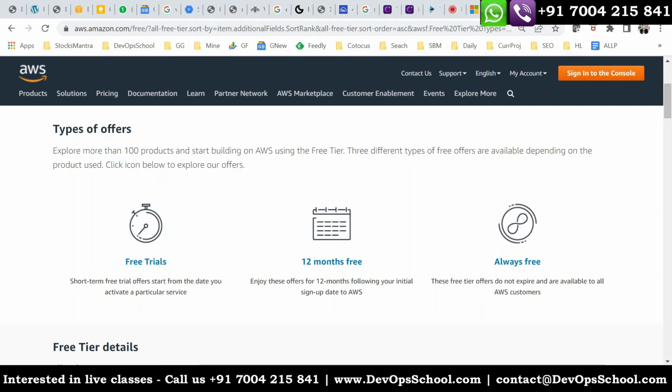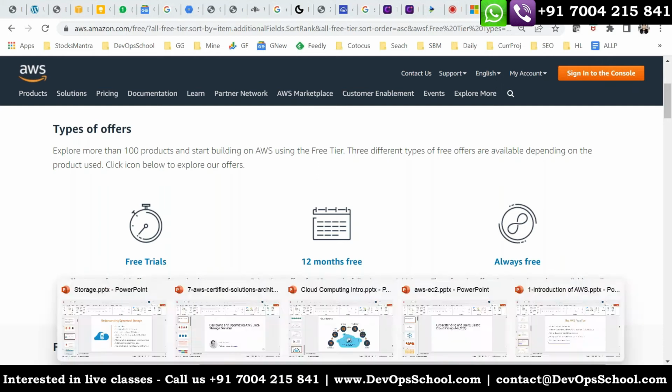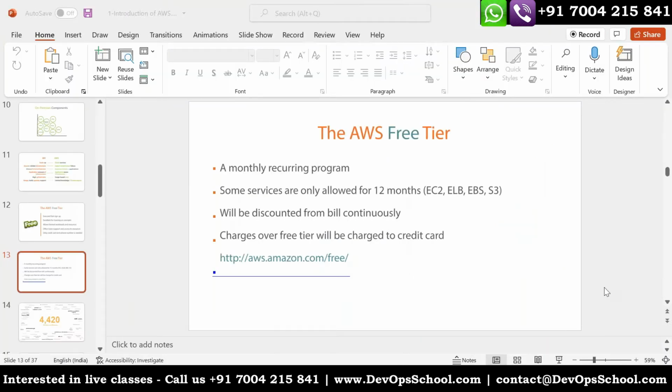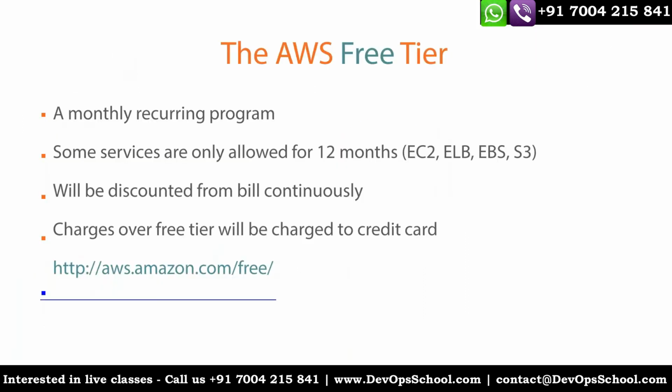But yes, anyone can go, and it's a public cloud, right? So anyone can use their personal email ID, and because that credit card belongs to you, the ID should also be yours. Okay, so yeah, please use this. It will definitely help you with that.